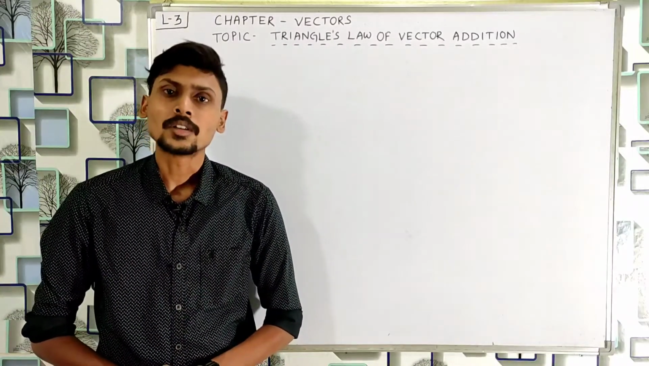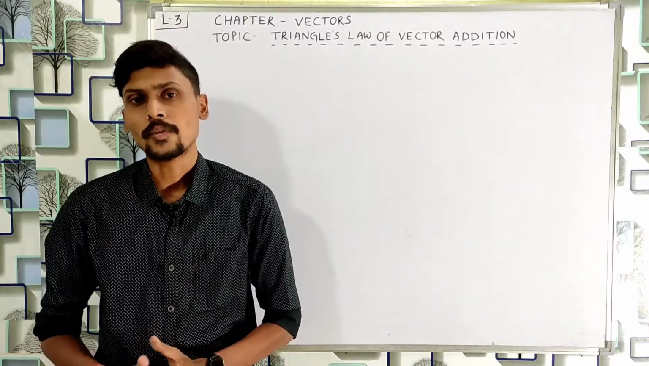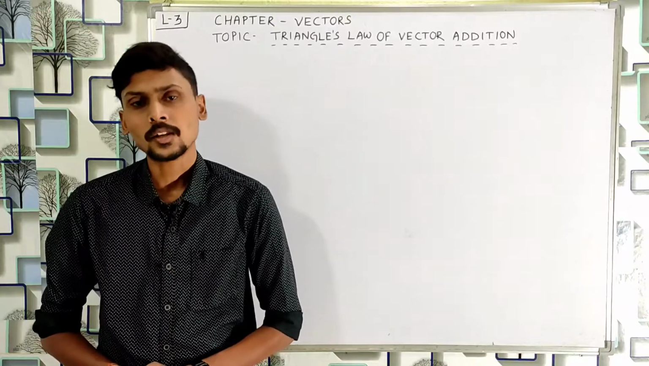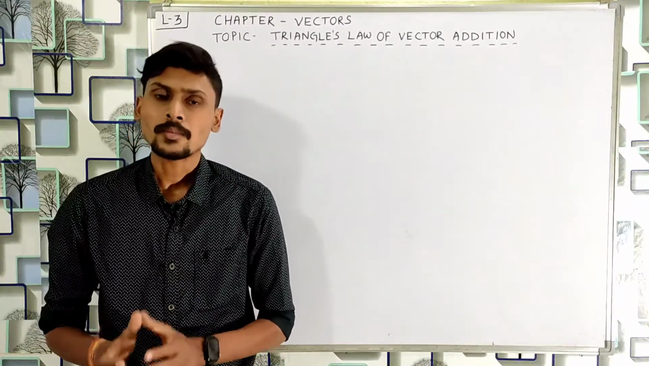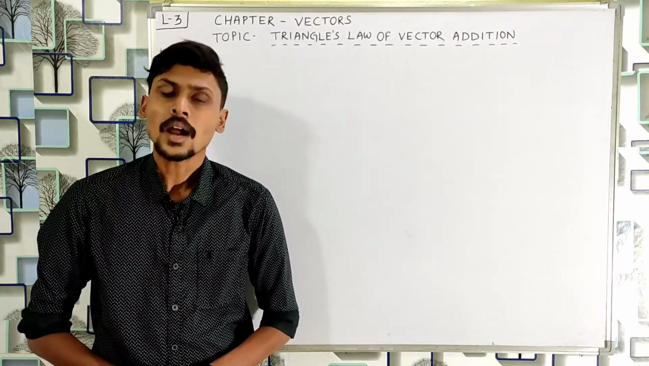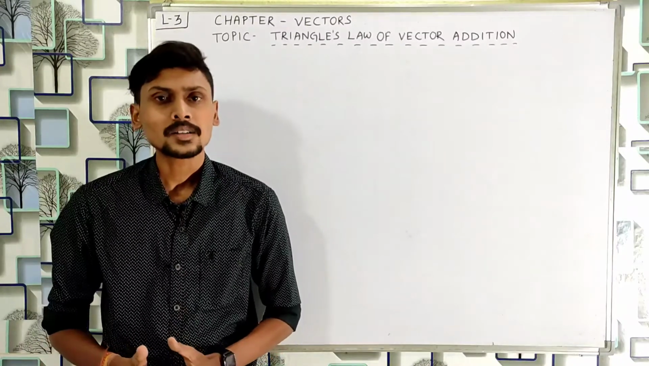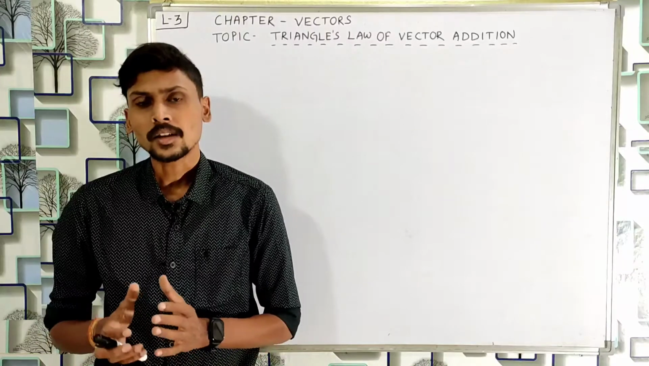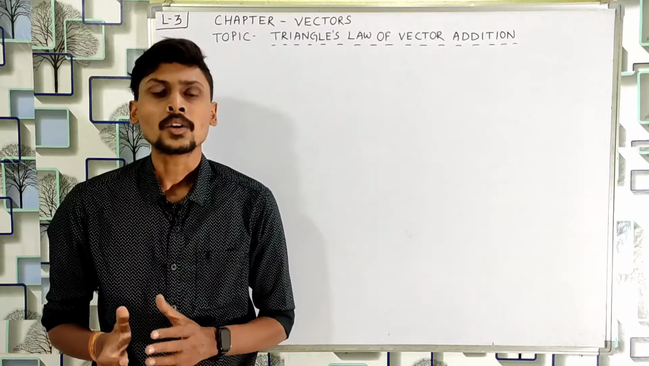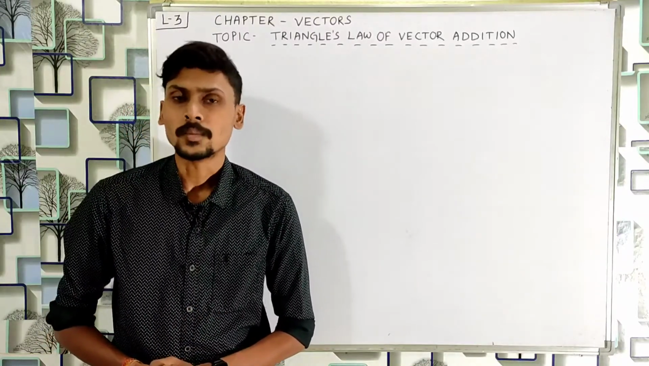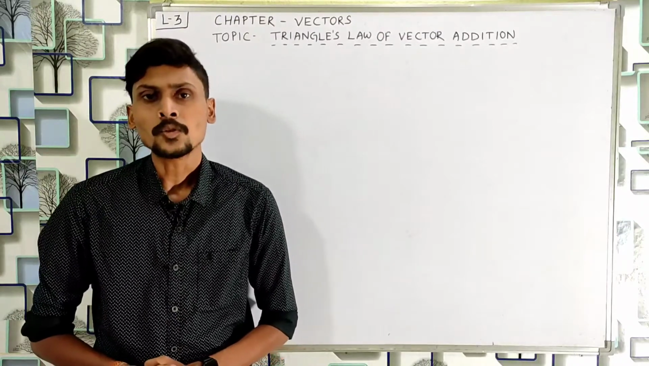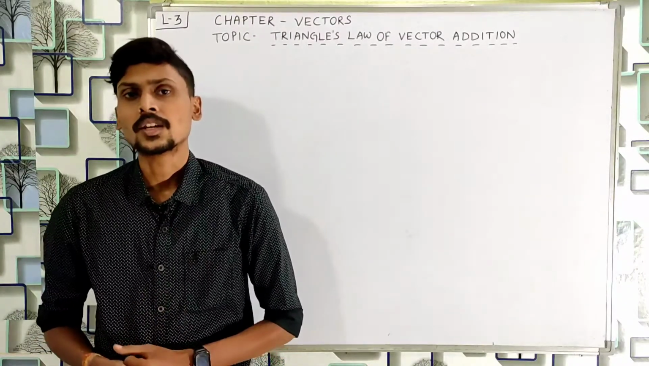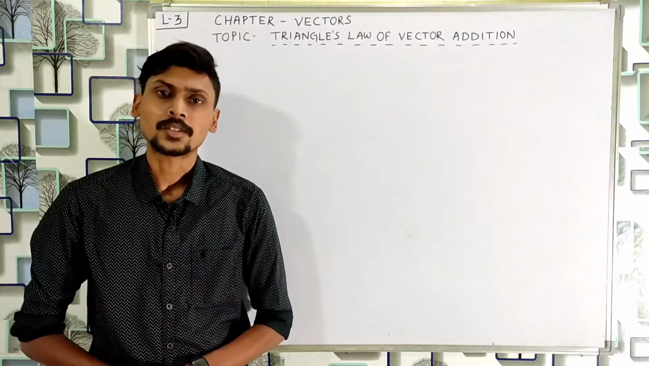In this lecture, we will discuss the addition of two vectors. Students, we know that vectors are physical quantities which have both magnitude and direction. And we have discussed that vectors cannot be added like scalar quantities. We know that scalar quantities are added the way we add two numbers. For example, suppose we want to add two masses, 5 kg plus 6 kg, the answer will be 11 kg.